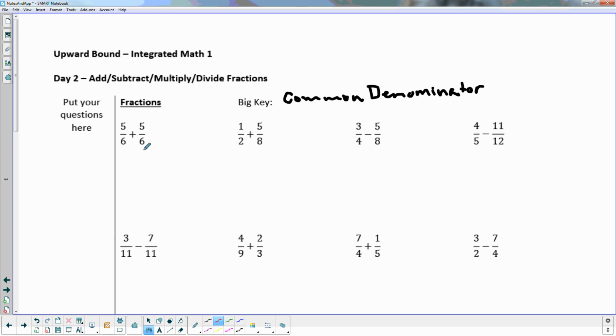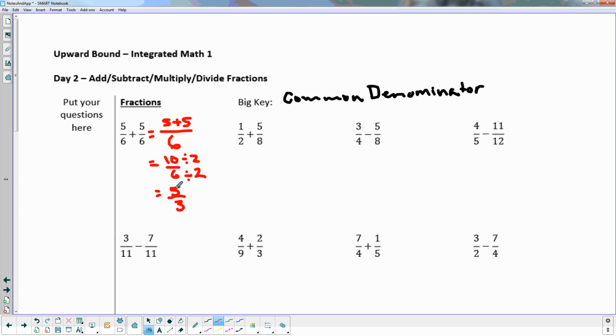On our first one, we already have common denominators. So we put that denominator on the bottom, and on the top here we'll have 5 plus 5. So that gives me 10/6, and technically we should reduce that since we can. We can divide both the top and bottom by 2 to simplify this fraction. 5 over 3 is our final answer.